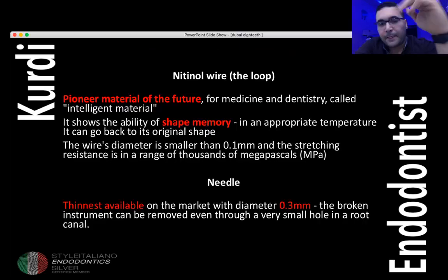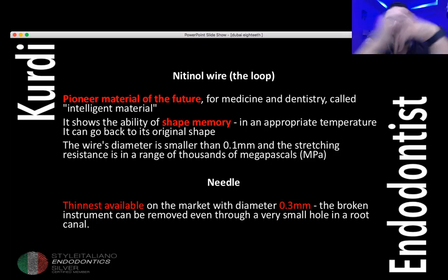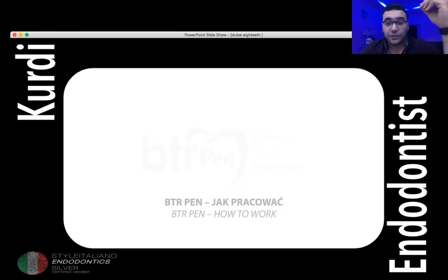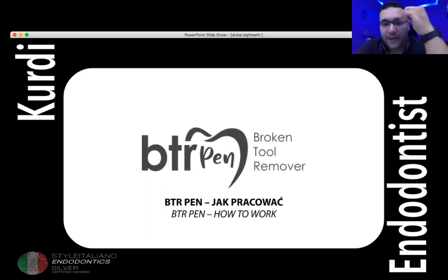Alright. And here, as I told you, they have this kind of needles, 0.3, 0.4, 0.5. And by the way, 0.3 is the thinnest available in the market. And also the wire is a great intelligent material you can use, and it has a shape memory, and this wire is great and can really withstand great forces during lifting. I will show you a video now of this BTR pen from Circumed.